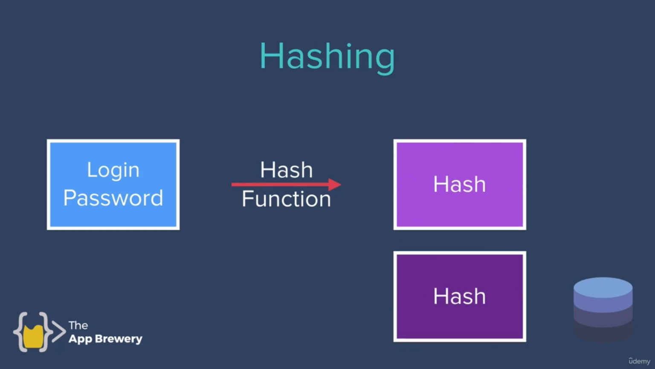And if those two hashes match, then that must mean that the login password is the same as the registration password as well. And at no point in this process do we have to store their password in plain text, or are we able to reverse the process to figure out their original password. The only person who knows their password is the user themselves.